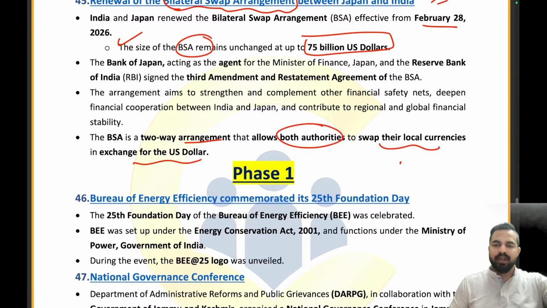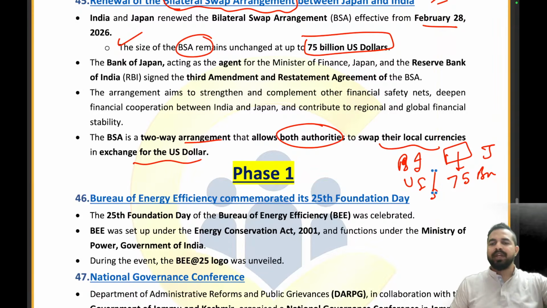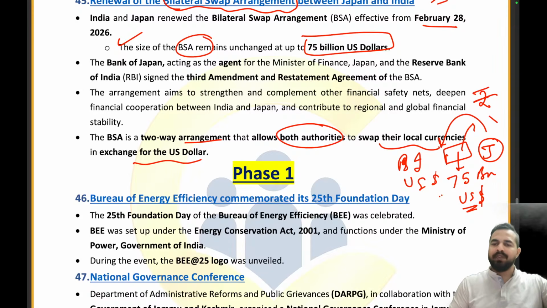Let's take an example, my dear friends. India and Japan have signed this BSA and capped the capacity at 75 billion US dollars. Suppose there is a problem with the Indian currency, and India needs more and more dollars. Due to some problem in the forex reserves, we do not have so many US dollars. So what we can do is swap with Japan. How? We will give Japan Indian rupees, and Japan will give us the dollars.